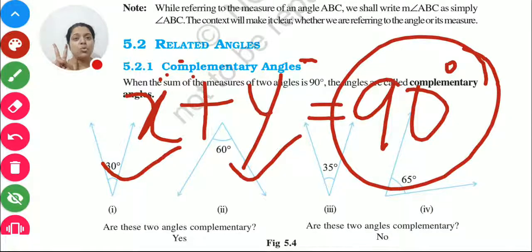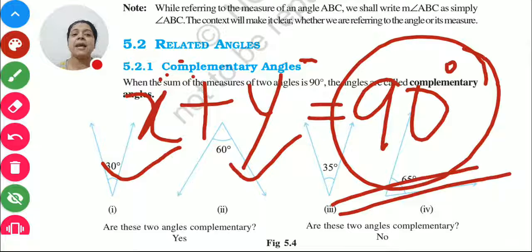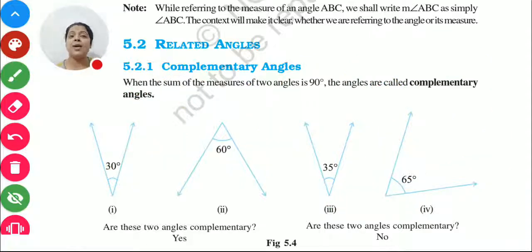Remember, you have to take two angles, and the sum total of the two angles is supposed to be 90 degrees. If the sum total of two angles is 90 degrees, the pair is known as a complementary angle. So let's check whether the sum of two angles is 90 degrees or not. It should never be less or more. 90 means exactly 90.